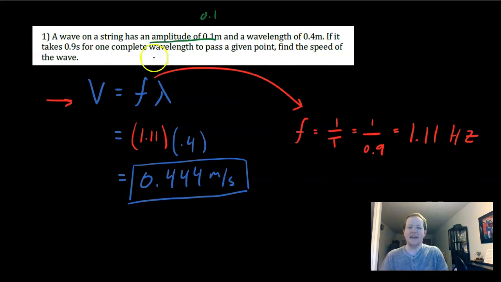It gives us the wavelength. It says that it takes 0.9 seconds for one complete wavelength to pass a given point. It's asking to find the speed of the wave. So here's my equation, v equals f multiplied by lambda. I'm looking for v, pretty straightforward. I know that the wavelength is 0.4, but 0.9 is not the frequency. Frequency, remember, is measured in hertz, or 1 over seconds. Remember, it's like the number of vibrations or the number of waves per second. The number we were given was in seconds. That's a time. And it says in here that it's the time for one complete wavelength to pass a given point. That's the period of the wave that we're given there.